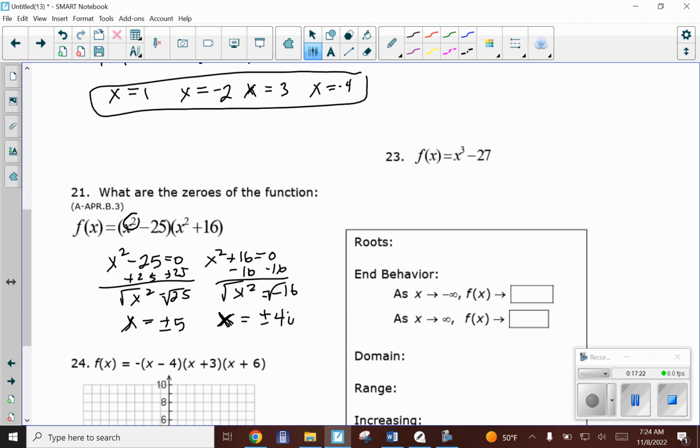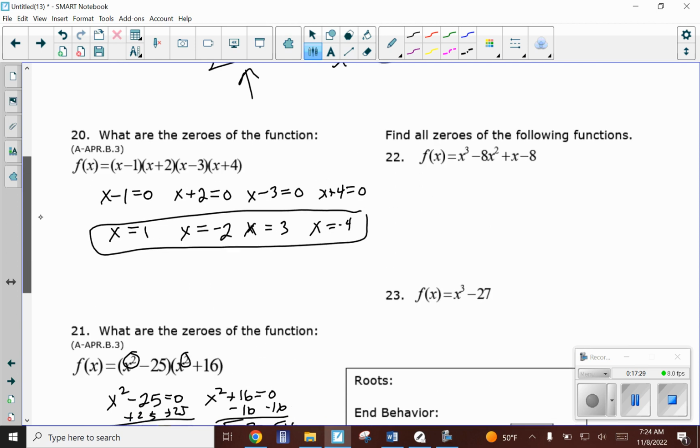So since this had 2 x's and this had 2 x's, we should have a total of 4 answers. So we've got 2 here and then 2 here. See what else we got over here. Find all of the zeros from the following function.